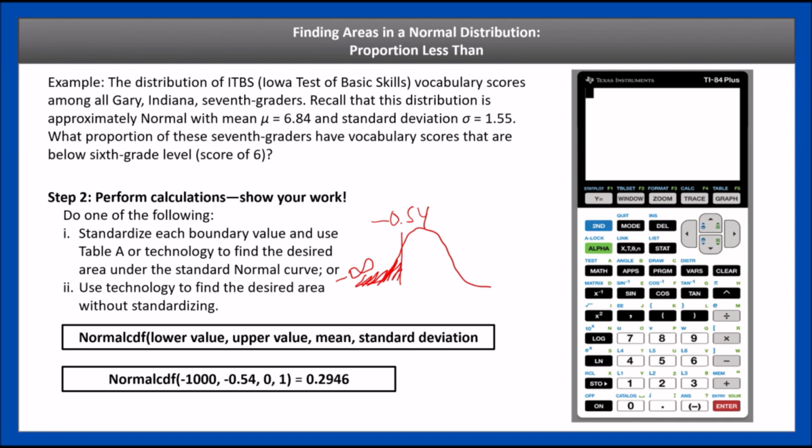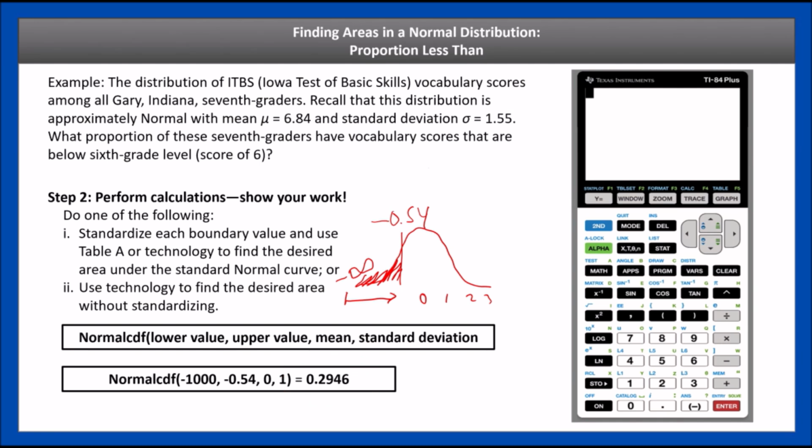So we type in a really, really small number, or if you think about it, a really, really negative number. Negative 1,000 is fine, and more than enough. Negative 1,000, negative 1,000,000, whatever you want to type there, but it has to be a pretty large number, and negative. Then we go from there to negative 0.54. Our mean is 0 and our standard deviation is 1. And we get the same answer, 0.2946.